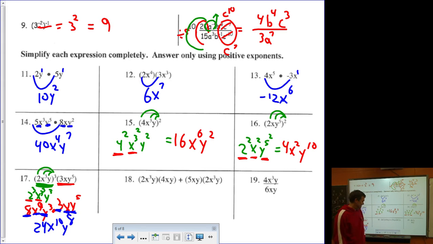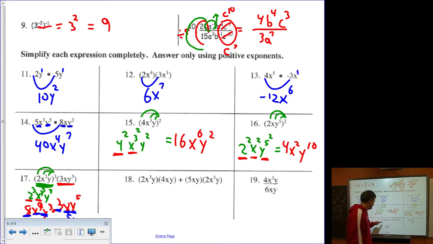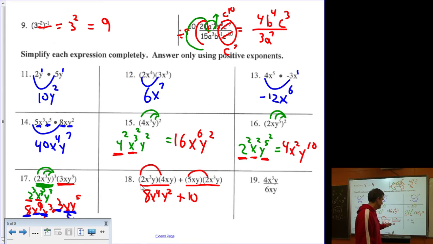Okay, number 18, I'm going to need to go ahead and multiply these terms and multiply these terms. So when you multiply the coefficients, 2 times 4, that's 8, but you add the exponents. 3 x's and 1 x makes 4 x's. 1 y and 1 y makes 2 y's. Over here, I would multiply the coefficients and get 10. I have 1 x and 3 x's. That gives me 4 x's. I have 1 y and 1 y, which gives me 2 y's.